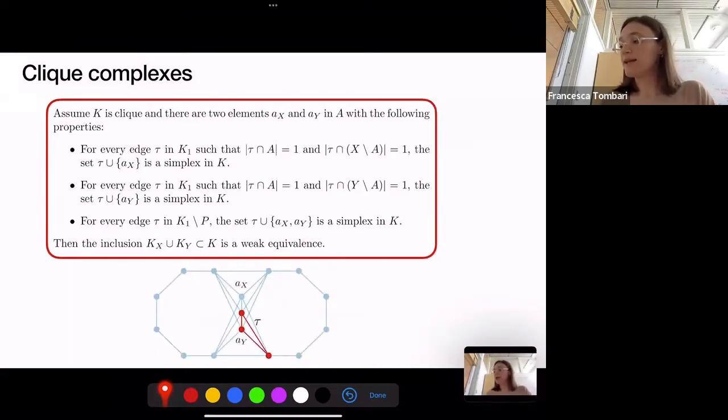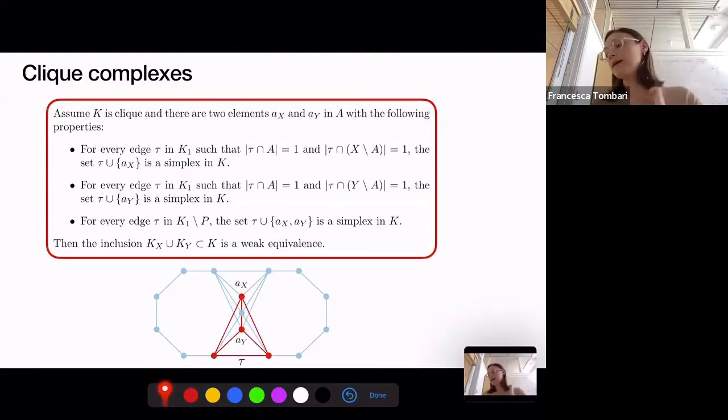For example, take this tau, which has one vertex in A, one vertex in Y minus A. Well, that together with AY forms a triangle in the simplicial complex K. And moreover, if you consider tau to be this edge in K minus P, that together with AX and AY forms a tetrahedron inside the simplicial complex K.